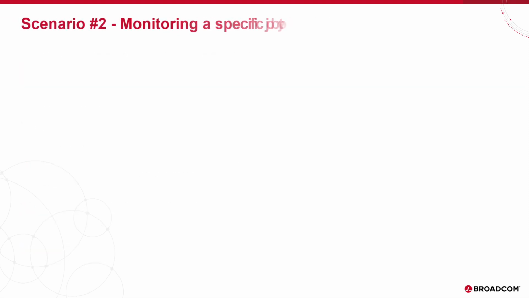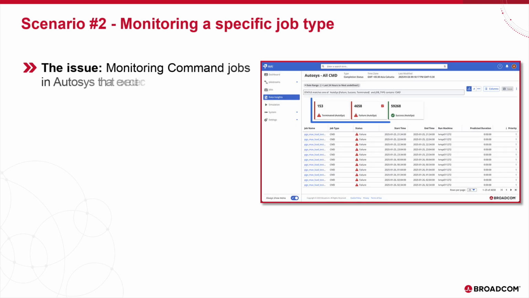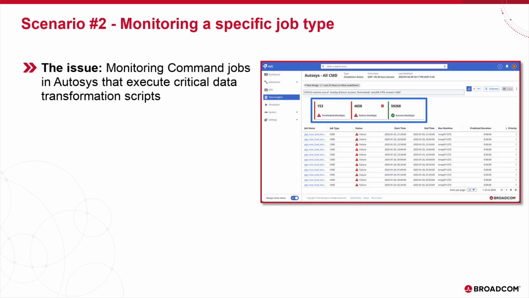In this scenario, Alex needs to monitor a critical data transformation process in AutoSys. Specifically, she needs to monitor the command jobs that execute shell scripts for extracting and processing large volumes of data. Alex has already created a completion status data insight to monitor all AutoSys jobs. She now needs to analyze how the command jobs end on a daily basis.